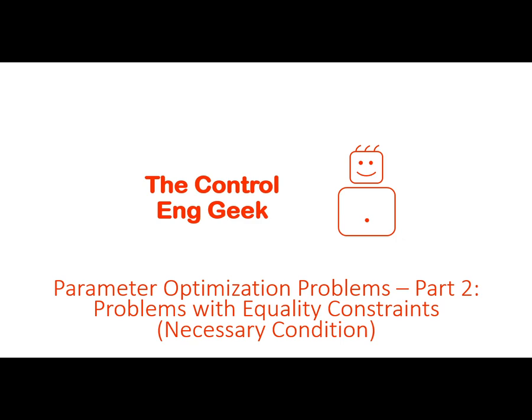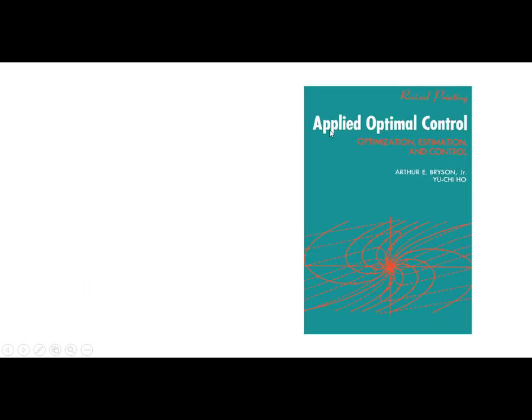Throughout this series of videos, you will be introduced to topics in optimal control and estimation in a way that you can draw almost complete idea about optimal control and optimal observers. Most of the introduced materials during this journey are borrowed from the book, Applied Optimal Control, Optimization, Estimation, and Control, which was written by Arthur Bryson. This is the second part of this series.